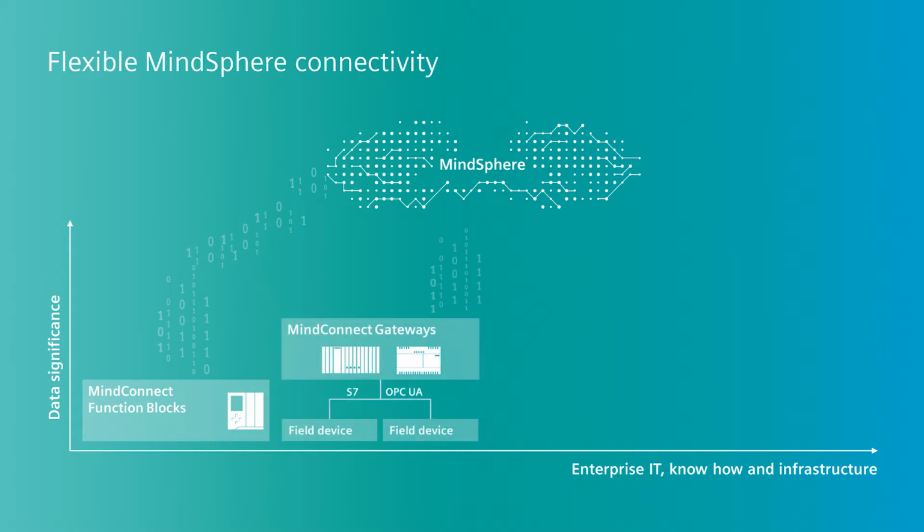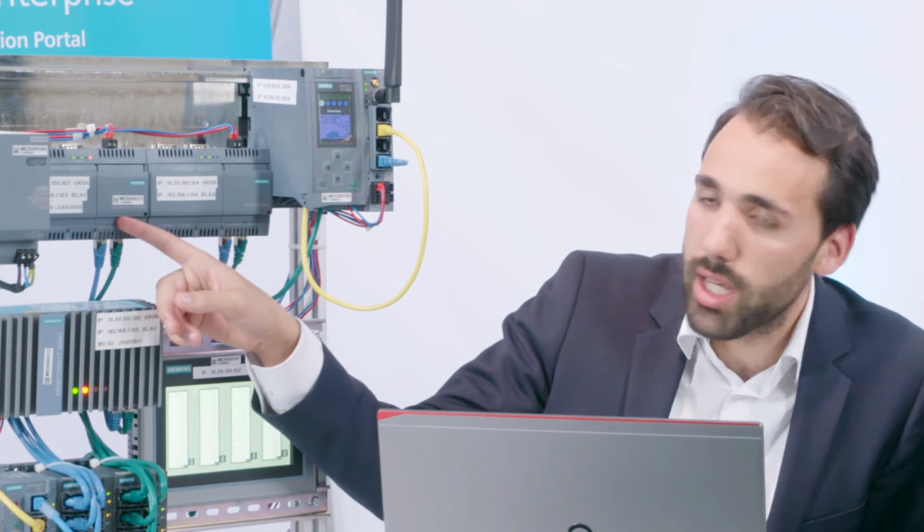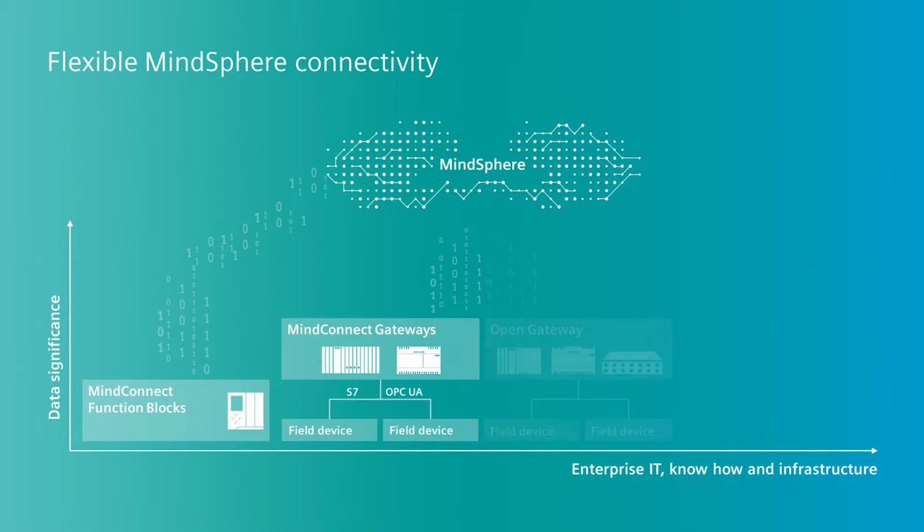The second option is connectivity via so-called MindConnect gateways. One is the MindConnect Nano Box, shown here. The other is the MindConnect IoT 2040. Using the integrated connectivity, you can extract data from the field level via an S7 connection or OPC UA and transfer it to MindSphere.